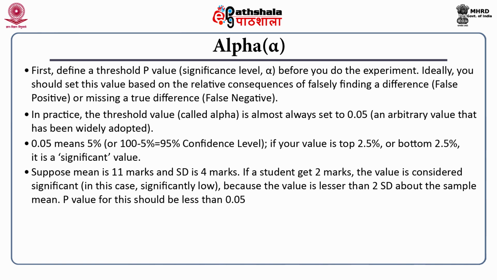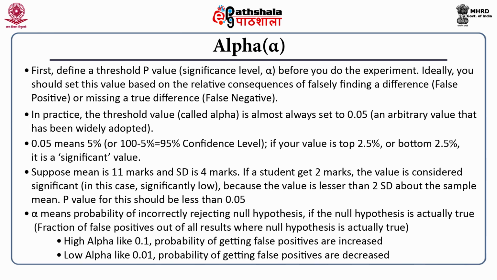Suppose the mean is 11 marks and the standard deviation is 4 marks. If a student gets 2 marks, the value is considered significant. Why? Because 11 marks minus 2 times the standard deviation of 4 gives 11 minus 8, which is still higher than this particular score of 2 marks. So it is significant, in this case significantly low, because the value is lesser than 2 standard deviations from the sample mean. The p-value for this should be less than 0.05. Whatever method you use to calculate the p-value, for example the student t-test, the p-value will definitely be lesser than 0.05 for that particular problem. You can simply use that rule of thumb approximation for this calculation.